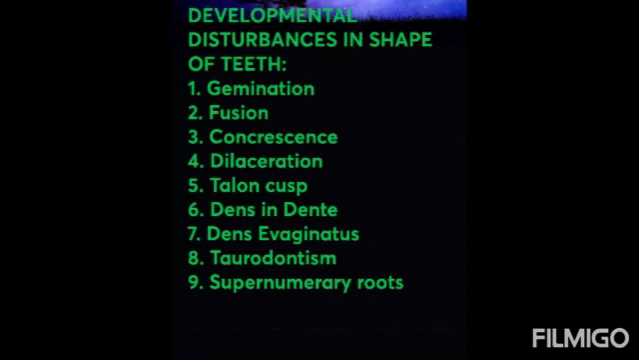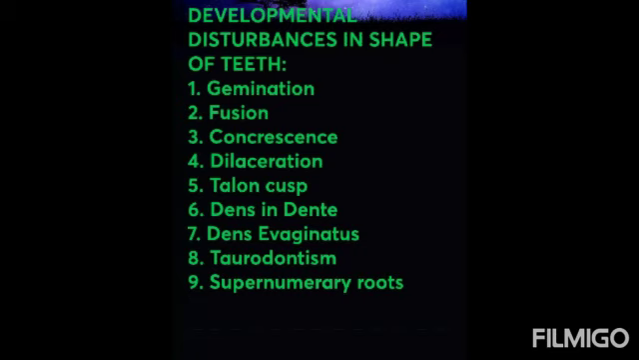Developmental disturbances in shape of the teeth. So developmental disturbances in shape of the teeth include gemination, fusion, concrescence, dilaceration, talon cusp, dens invaginatus, dens evaginatus, taurodontism, supernumerary roots. These are the developmental disturbances in shape of the teeth.